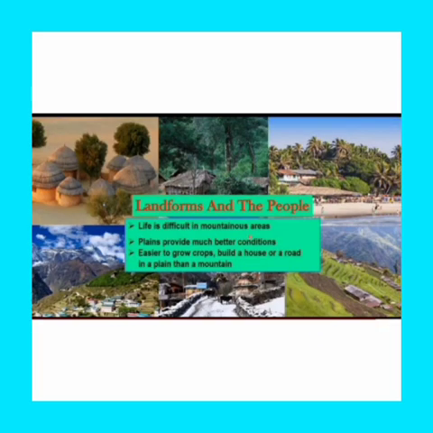Then landforms and the people. Humans have been living on different kinds of landforms in different ways. Life is difficult in mountainous areas. Plains provide much better conditions. It is easy to grow crops, build a house or a road in a plain than a mountain.